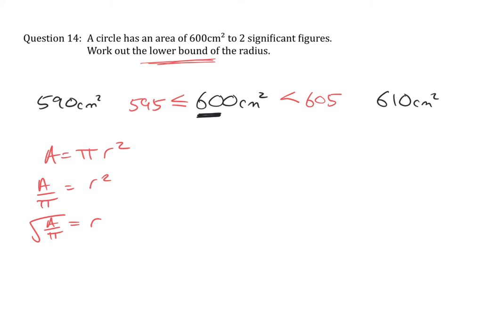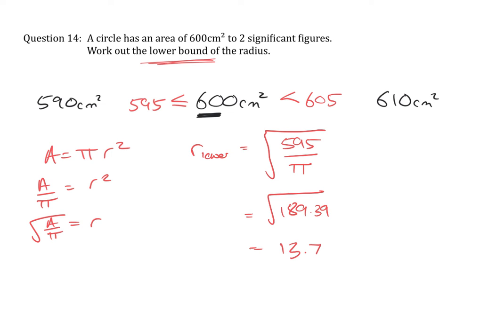So that's 595. So what we will do, if we do radius lower, it's going to be equal to the root of 595 divided by pi. So 595 divided by pi, that's going to give me the root of 189.39. If I square root that answer, I get the answer of 13.76. I'll go to two decimal places, should be fine, and that's centimetres.